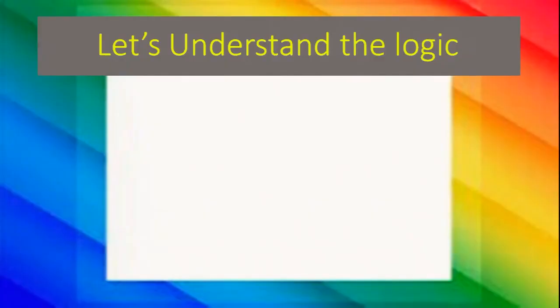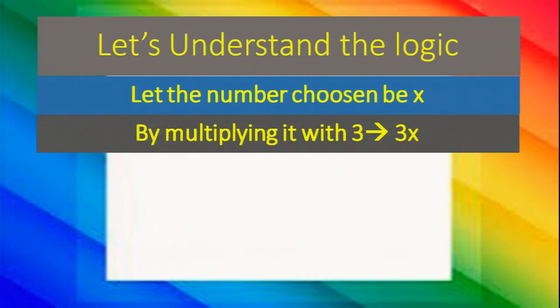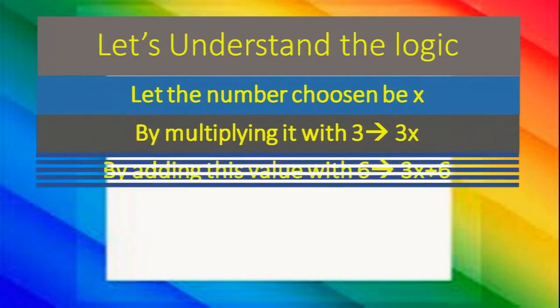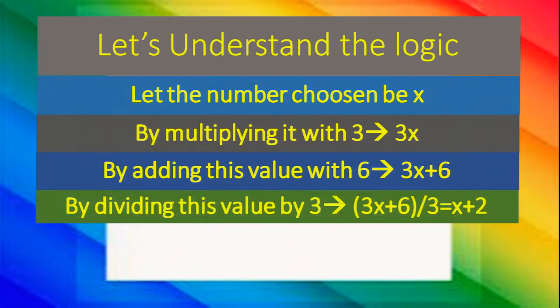Let's take the number to be x. If the number is x, then what to do? We have to multiply it by 3. Then we get 3x. Then add 6 to that value. Then we'll get 3x plus 6. Then divide this value by 3. Then what do we get? 3x divided by 3 gives x, and 6 divided by 3 gives 2. So we obtained x plus 2.